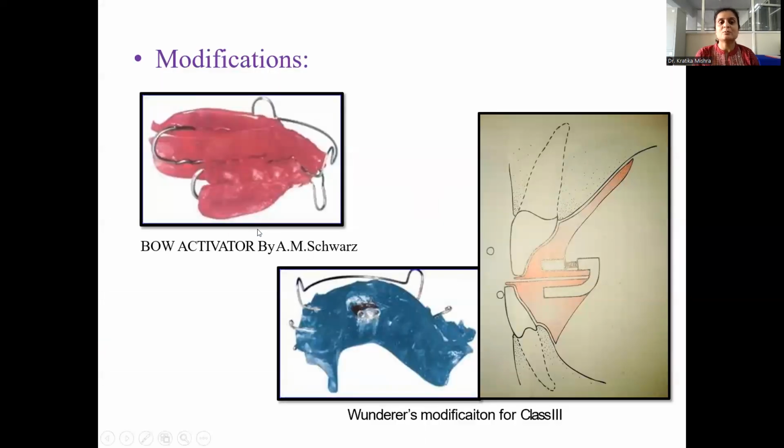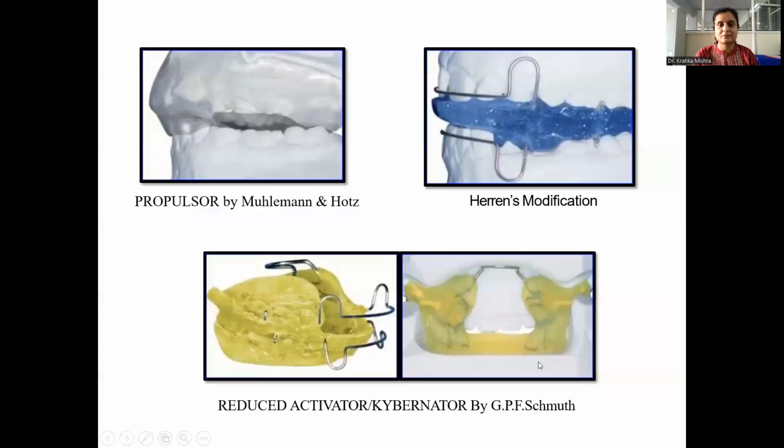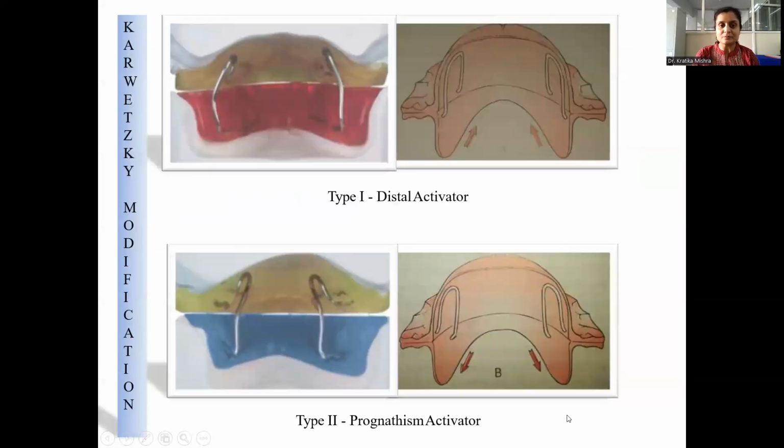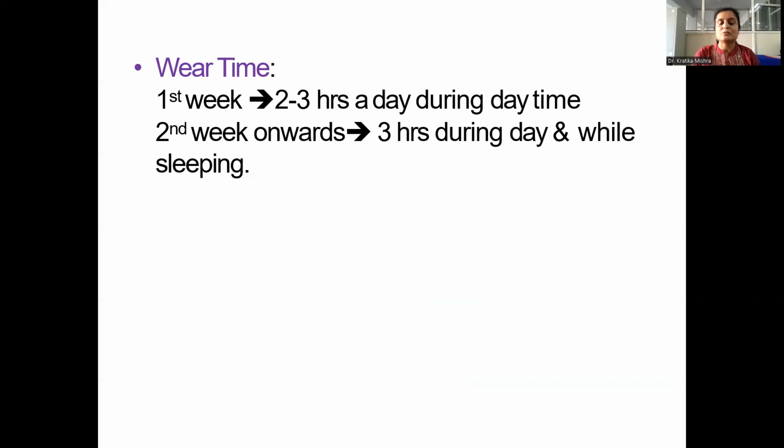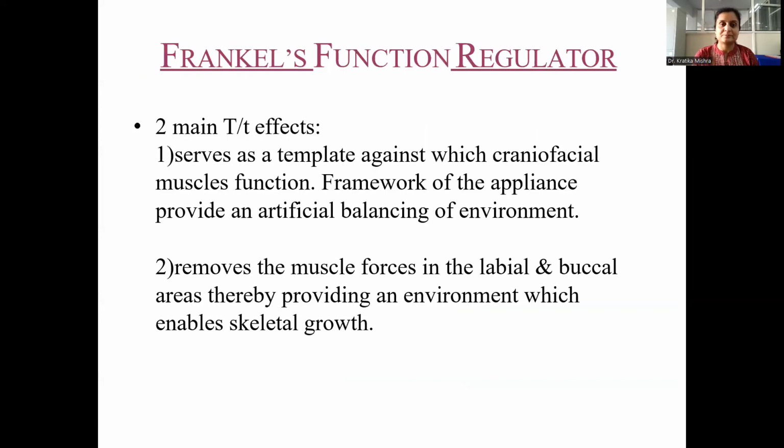These are the modifications: bow activator by Schwarz and Wunder's modification for class 3. This is the propulsor, the Herren modification, and the reduced activator. Now, type 1 is the distal activator, and this is the prognathism activator. So, these are the Karwetzky modifications of activator. Further, there are type 3A and type 3B activators. Now, the wear time: the first week, 2 to 3 hours a day during daytime, and second week onwards, 3 hours during the day as well as while sleeping.